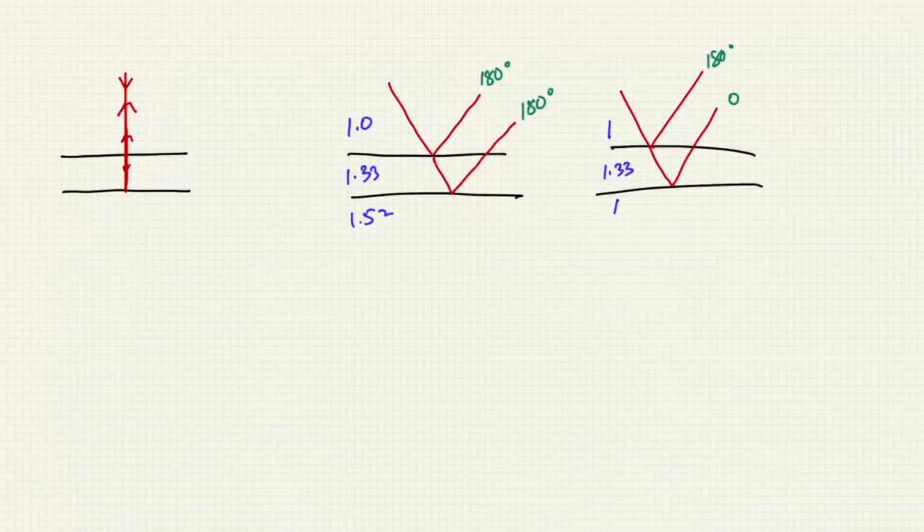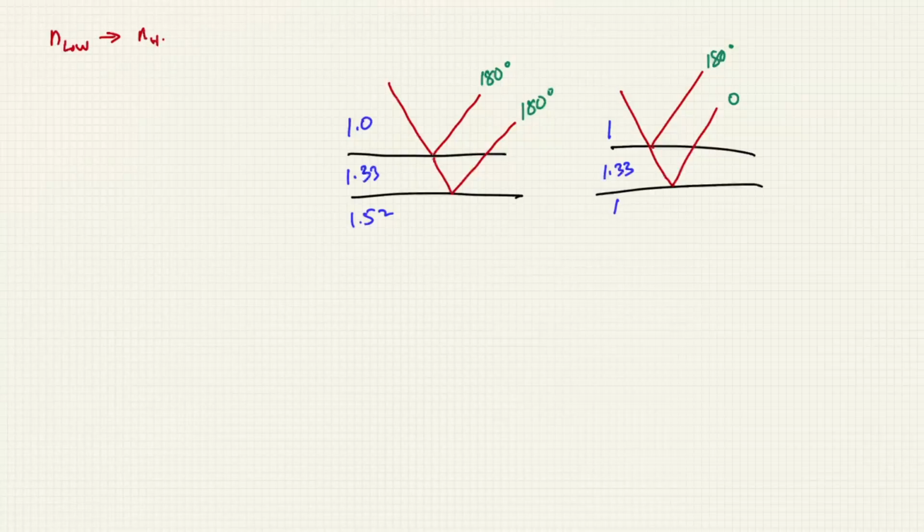Okay, so rules. What were the rules? Let's write some of these down. If you go from n low to n high, what happens to the phase? It shifts. Shifts by how much? 180 degrees, right? And if you go from n high to n low, I usually say higher to lower, or lower to higher, something like that, then there is no shift.